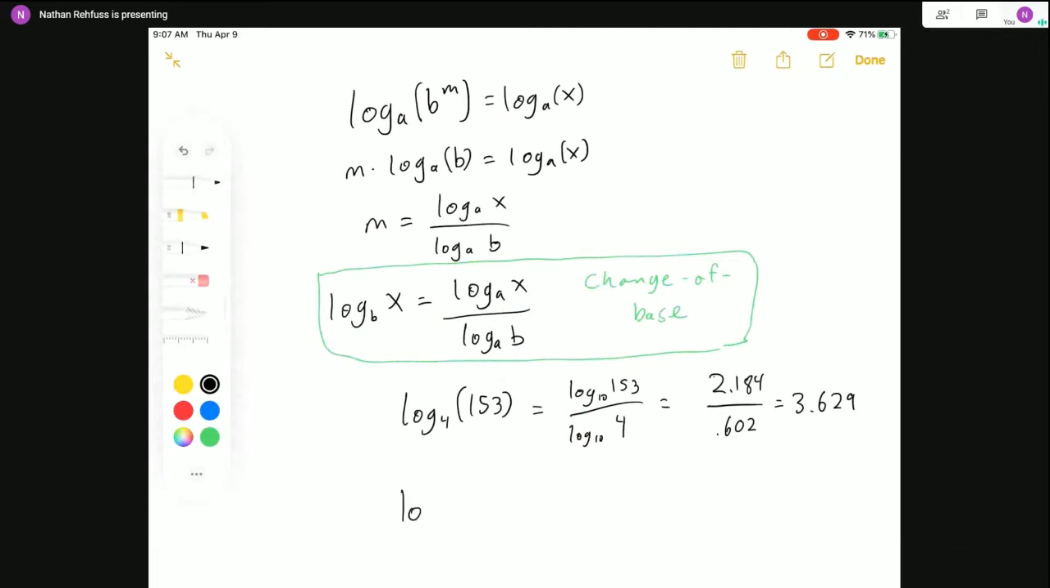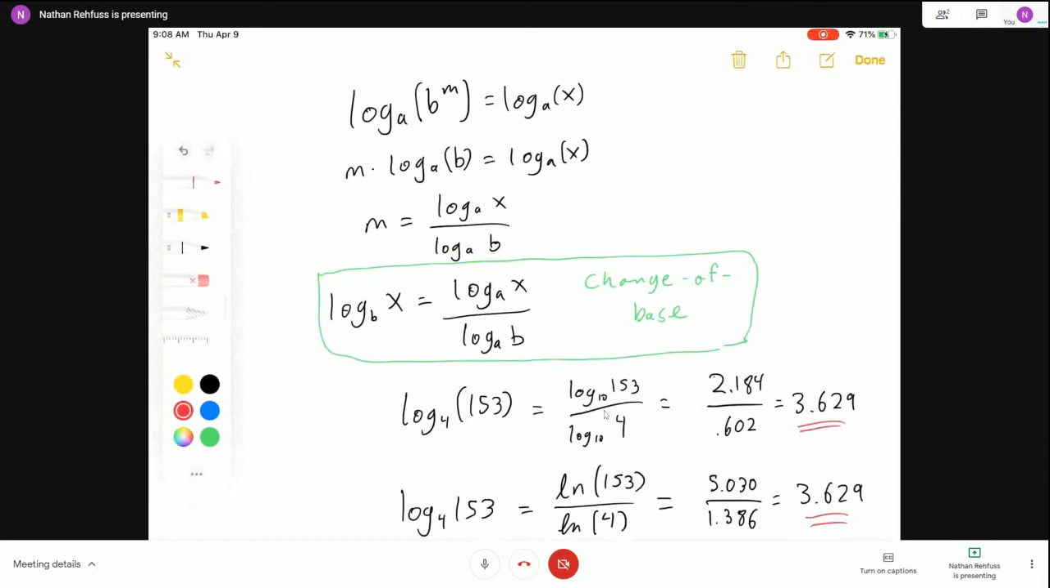If I said log base 4 of 153 and now I use, say, the natural log instead, log base e. Okay, yeah, what are we going to get here? The same answer? That'd be absolutely crazy. The natural log of 153 is 5.030. It's a completely different number. The natural log of 4 is 1.386. Not even close to the same. So I divide these, and the answer turns out to be 3.629. It's 3.629 again.